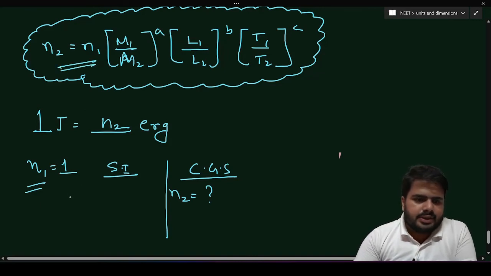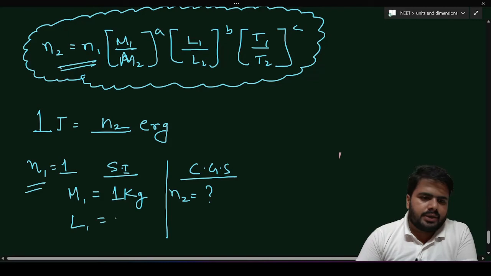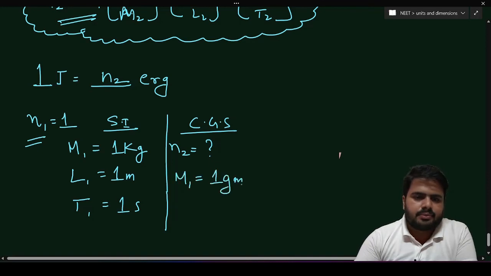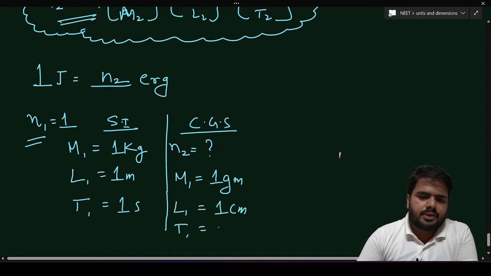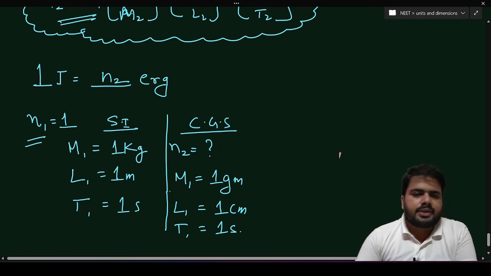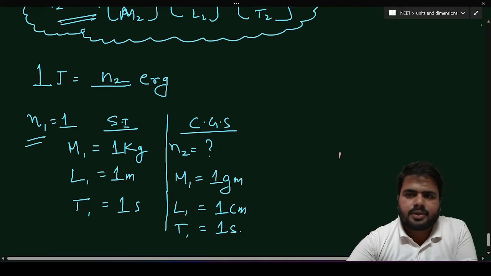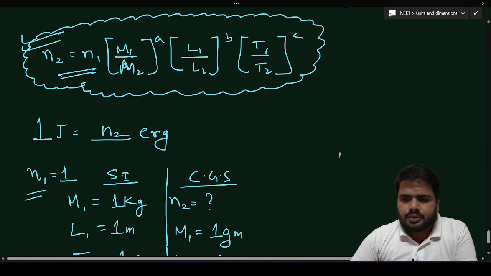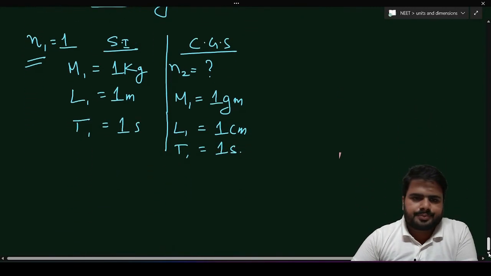Now in SI we know the value of M1 is 1 kg, we know the value of L1 is 1 meter, and we know the value of T1 is 1 second. Similarly, in case of CGS, we know the value of M2 is 1 gram, L2 is 1 cm and T2 is 1 second. Okay, now we will use this given formula to find the value of n2. This formula we are going to use now.